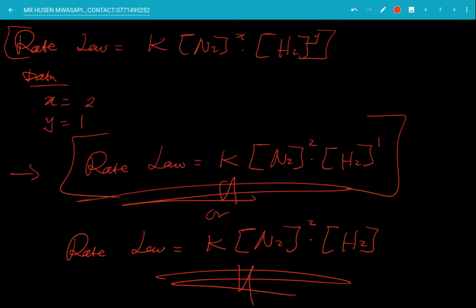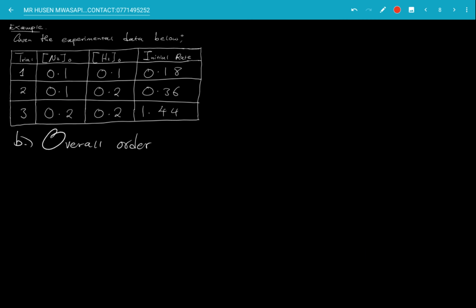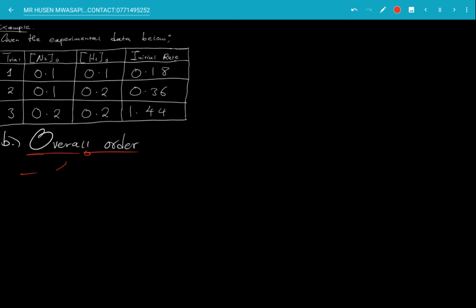And that's your final answer. Now let's try and look at a different question that they might bring. They might also ask us to find the overall order. Now the overall order is simply the sum of all orders. The sum of all orders is what we call the overall order.